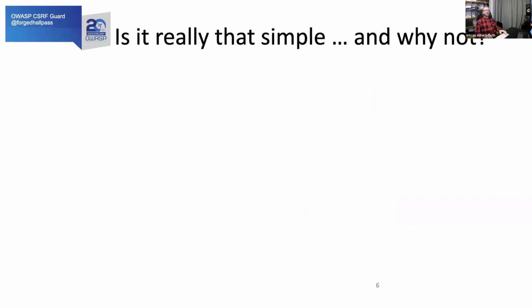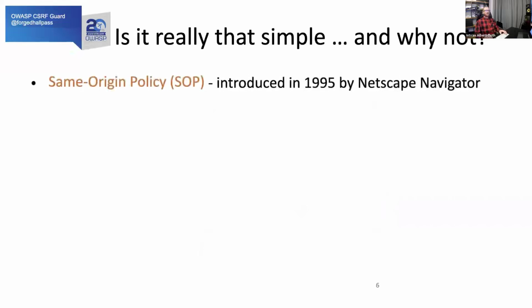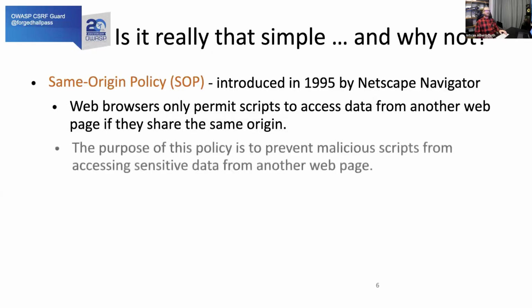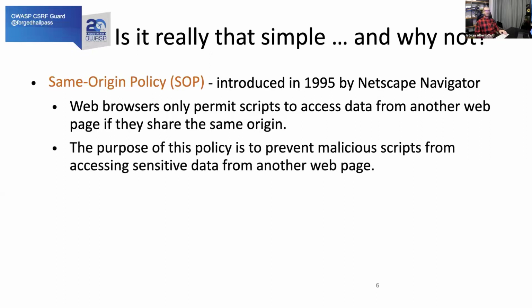So you might ask, is that really simple, and why not? Because actually there is the same origin policy that was introduced in '95 by Netscape Navigator, which basically permits scripts to access data from another page only if they share the same origin. The purpose of this policy, obviously, is to prevent malicious scripts from accessing sensitive data from another web page.